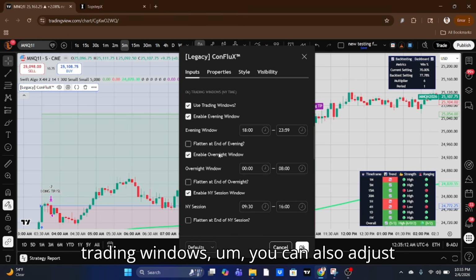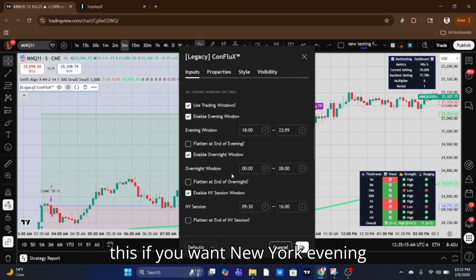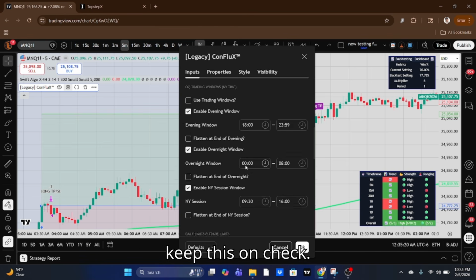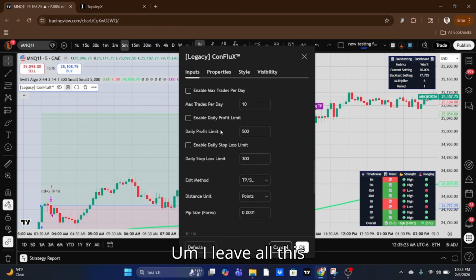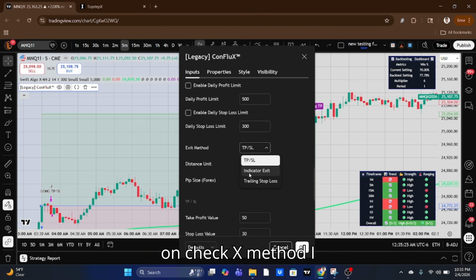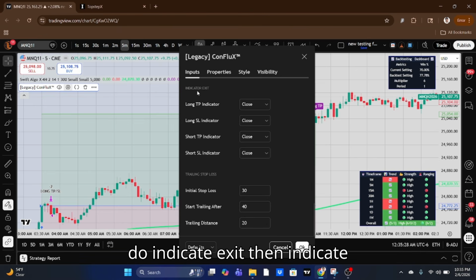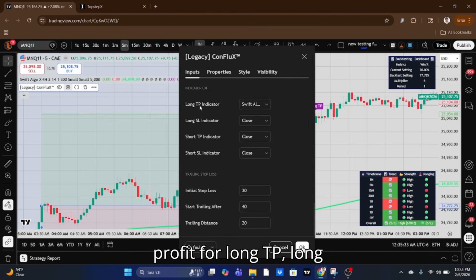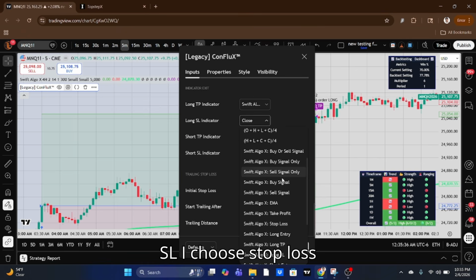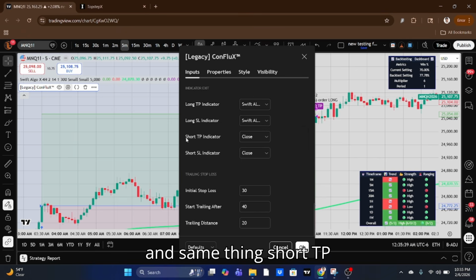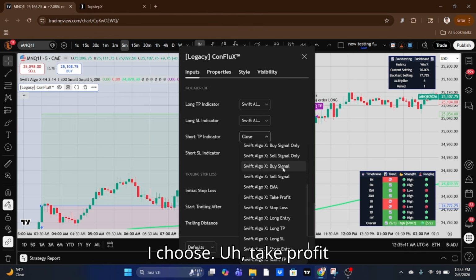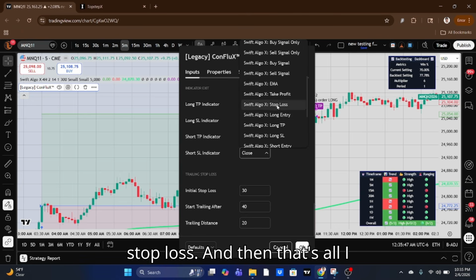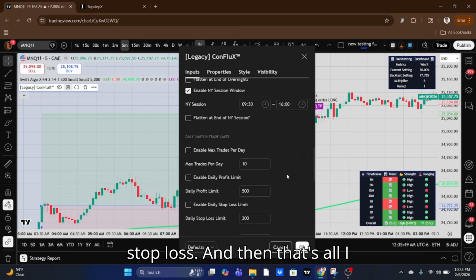Using trading windows, you can also adjust this if you want New York evening or London session, but I keep this on check. I leave all this on check. Exit method, I do indicate exit. Then indicate exit, I choose take profit for long TP, long SL. I choose stop loss, and same thing, short TP. I choose take profit, short SL. It's basically the exact same, stop loss. And then that's all I do.